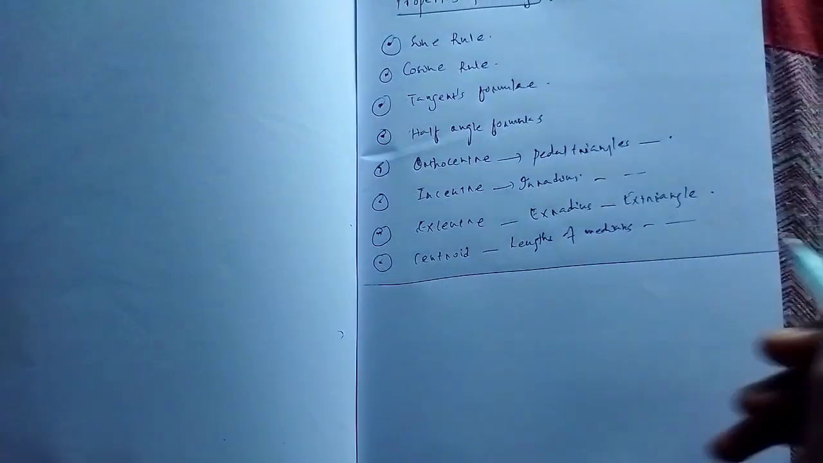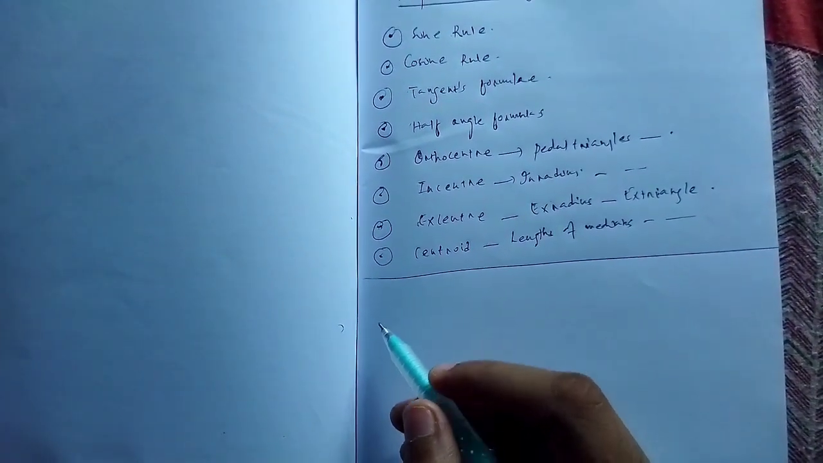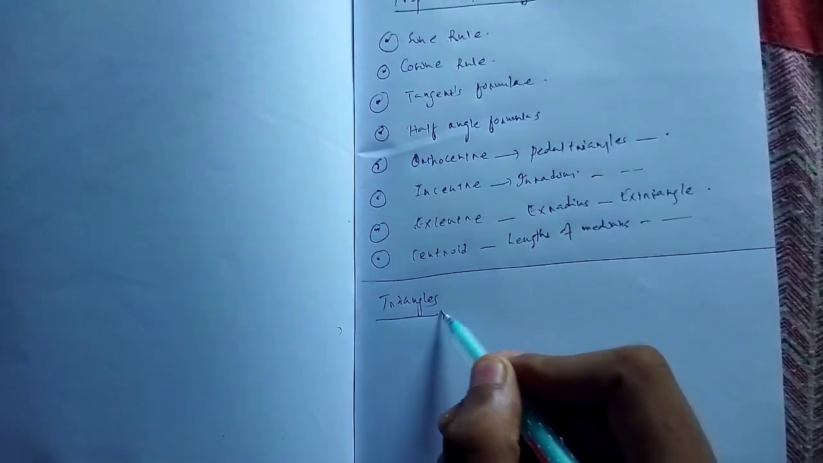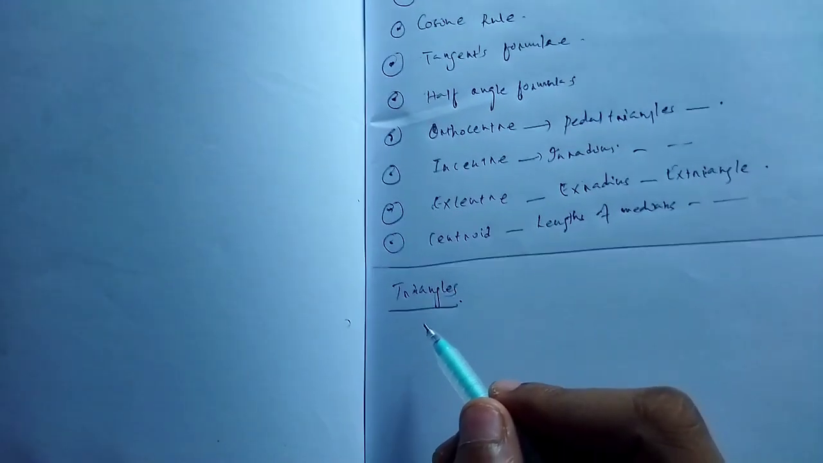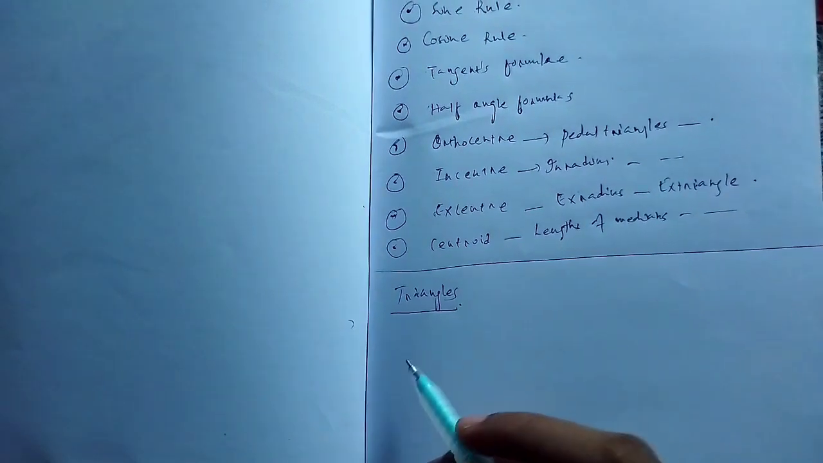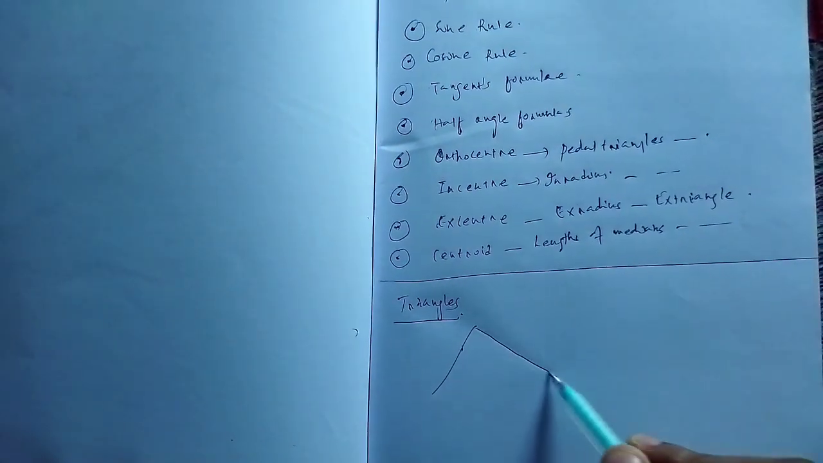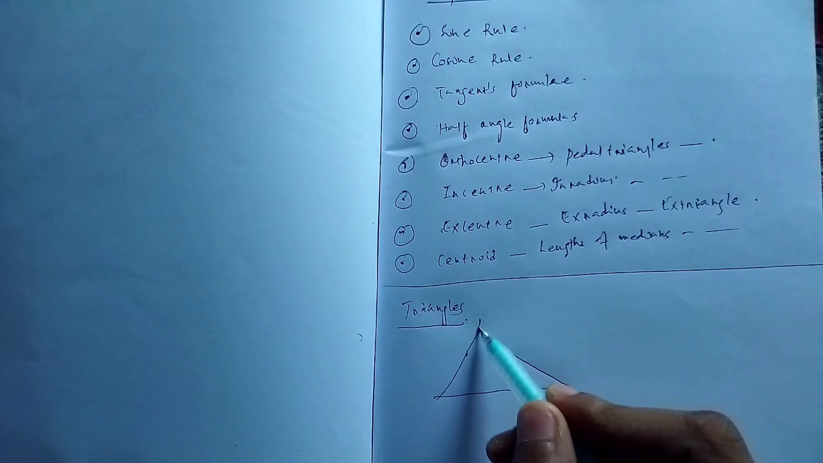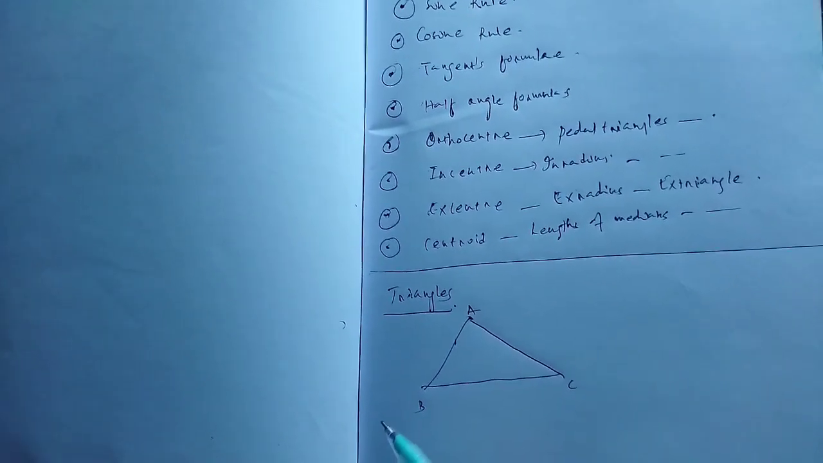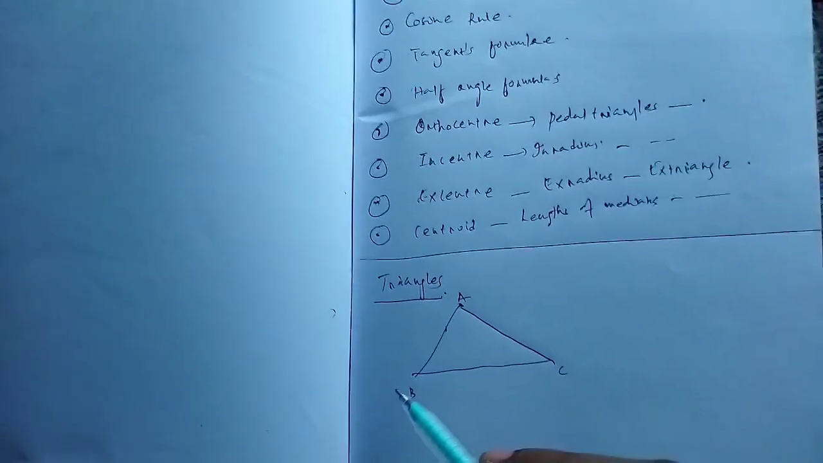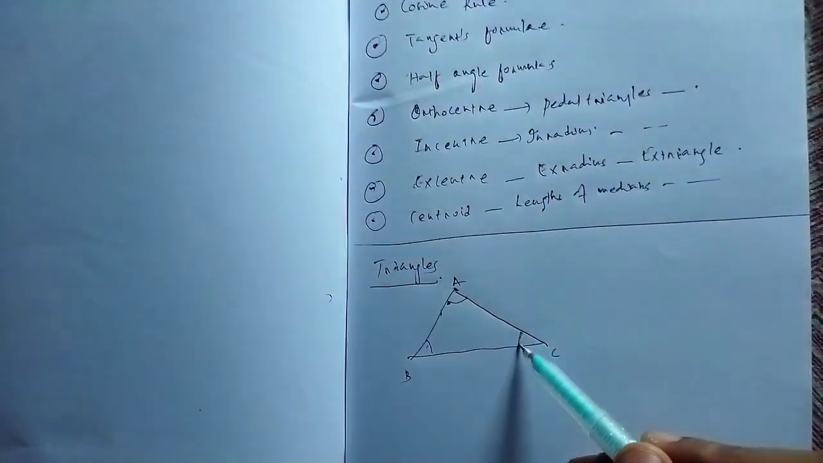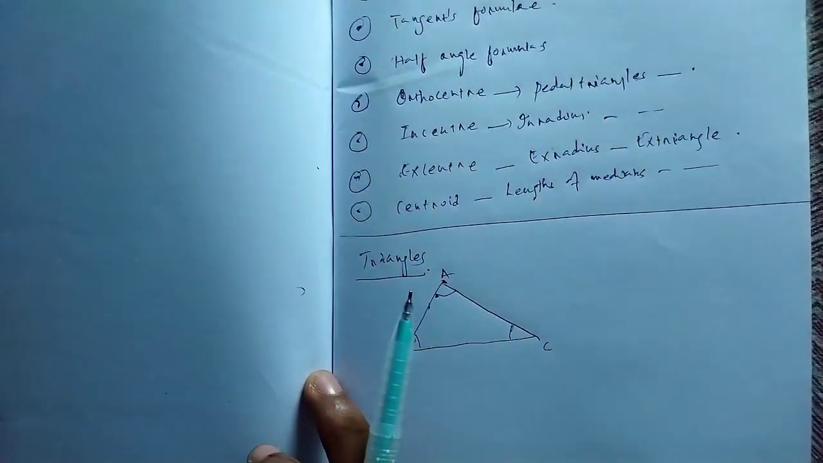Before, let us discuss the notations. What are the notations in a triangle, and what are the parts of a triangle? In short we shall discuss. A triangle consists of three sides, right? And it has three vertices, right? Three vertices, and three angles are formed with the three sides of the triangle.